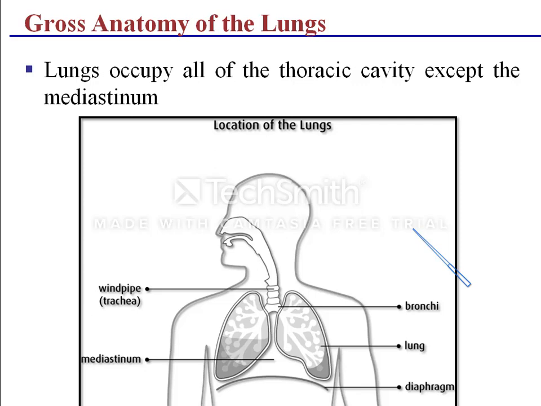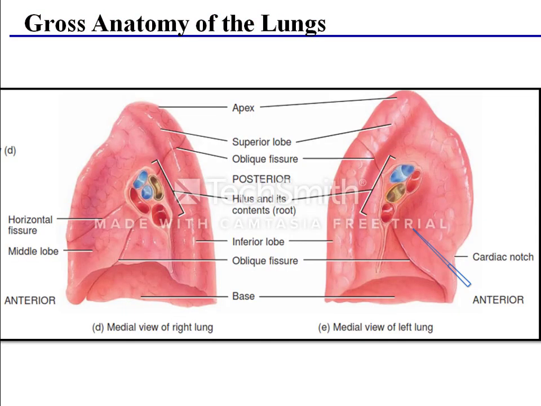Lungs are paired cone-shaped organs in the thoracic cavity. They occupy all of the thoracic cavity except the mediastinum. They are separated from each other by heart and other structures which are present in the mediastinum.